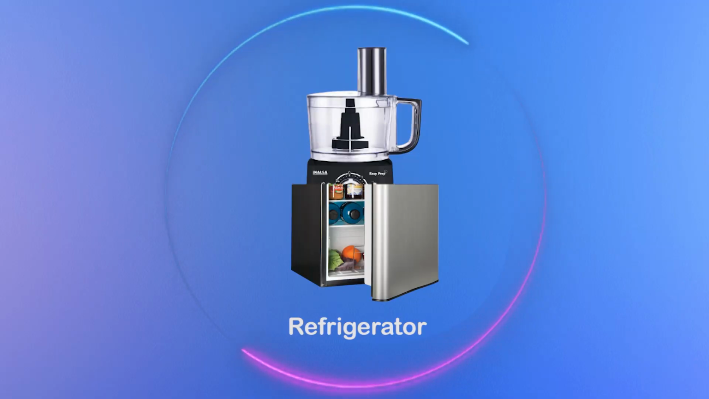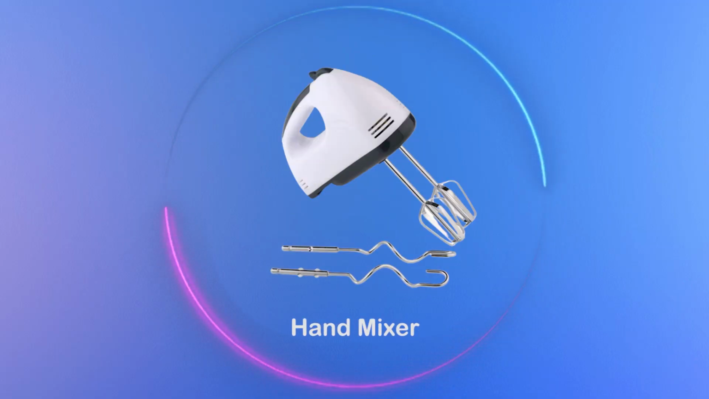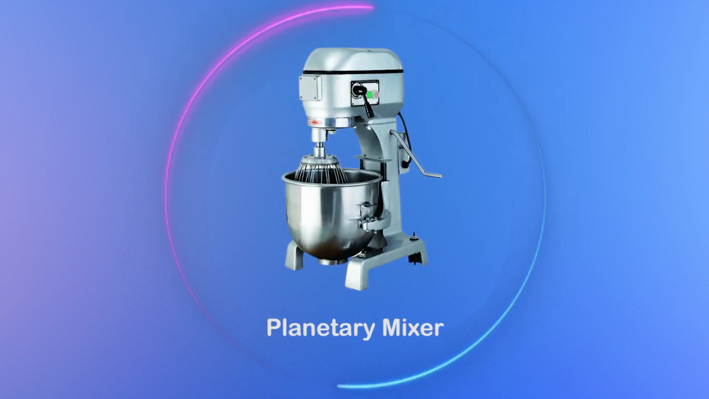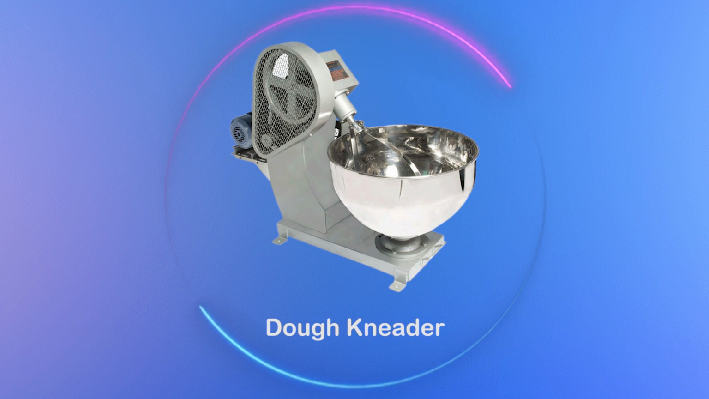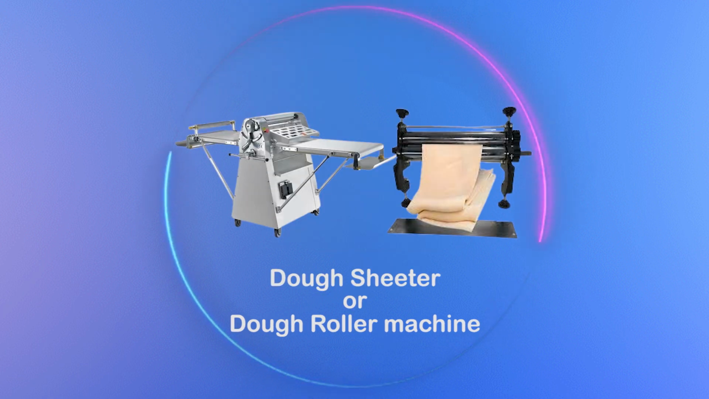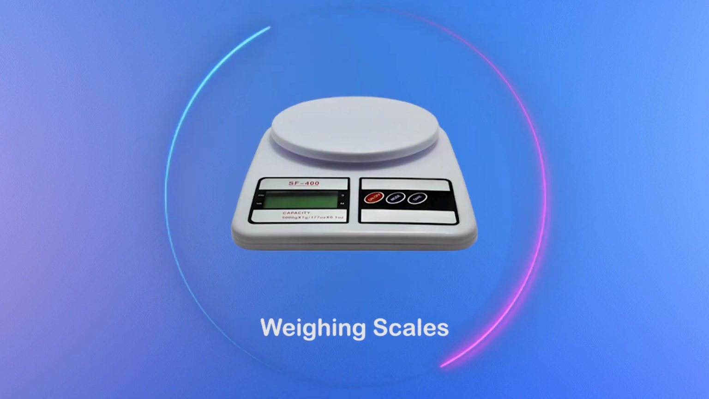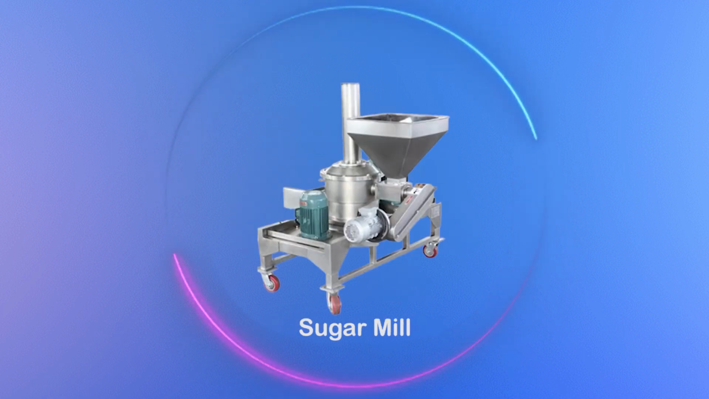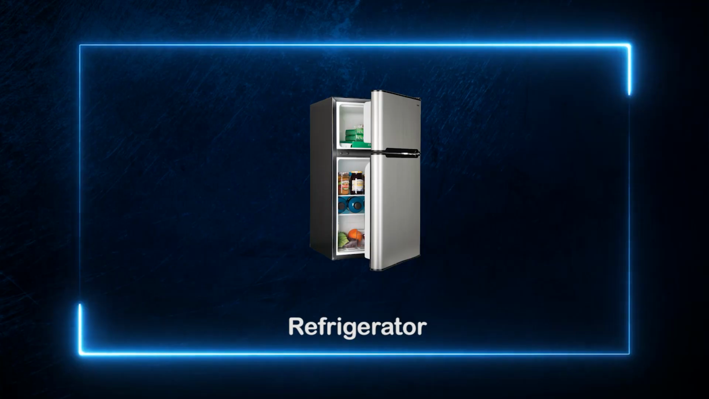Let us now see these different types of bakery equipment: refrigerator, food processor, hand mixer, oven, proofing chamber, planetary mixer, dough kneader, dough sheeter or dough roller machine, weighing scales, blowtorch and sugar mill. Students, let us understand all these different types of equipment one by one.